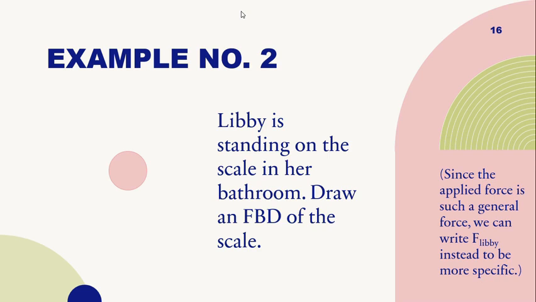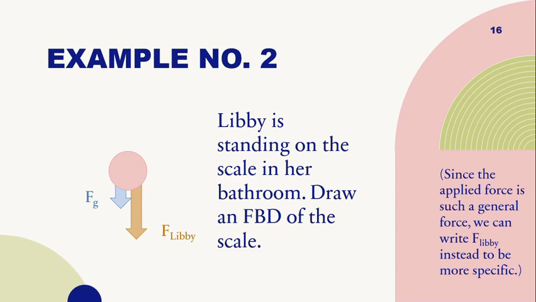Firstly, since the scale is on Earth, Earth's gravitational force is acting on it. Libby also applies a force on the scale that is equal to her weight. Since Libby weighs more than the scale and the gravitational force is equal to the scale's weight, Libby's applied force is greater than the gravitational force. The scale will remain stationary when Libby stands on it, so the downward forces must be equal to the upward forces, otherwise it'd accelerate into the Earth.